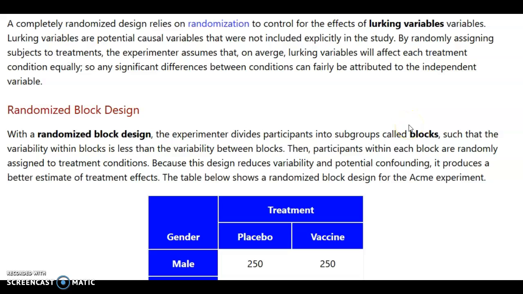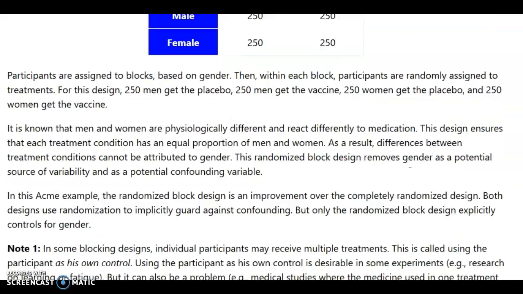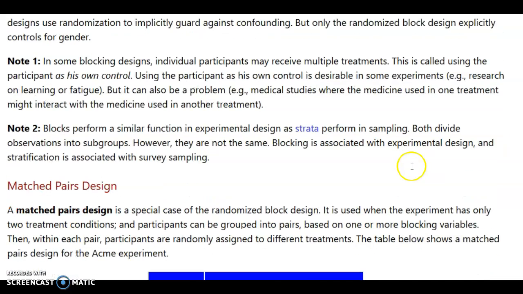The randomized block design does not do that. Remember, women actually may be more or less susceptible to certain things than men, or vice versa if you like to view it that way. So gender may actually be a lurking variable. In a randomized block design, you can split up the men and the women, give half of each group placebo and half of each group the vaccine, and you account for gender. We're not going to look at multiple treatments right here.